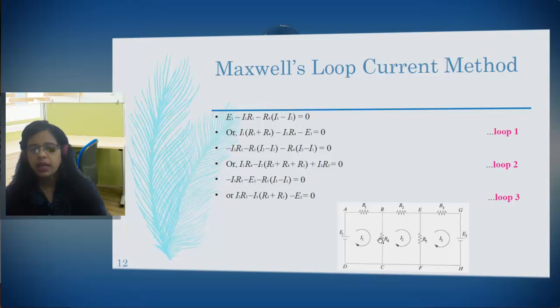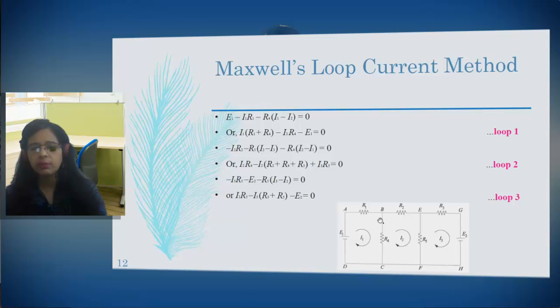So there will be an impact of I2 and I1 both. Now since I am considering this branch, here I1 will be dominated, and the direction of current will be this. So it will be I1. In opposition we are getting I2, so it will be I1 minus I2. Current flowing in this branch is I1 minus I2.